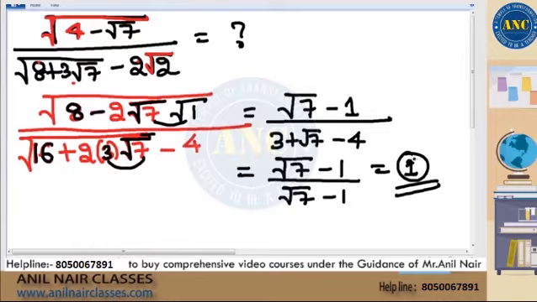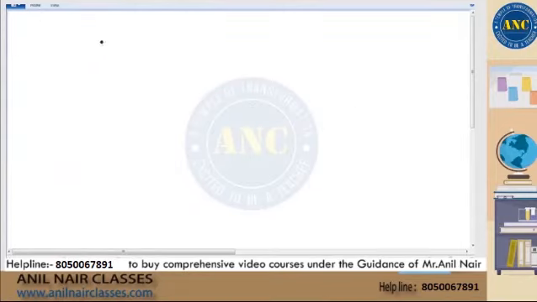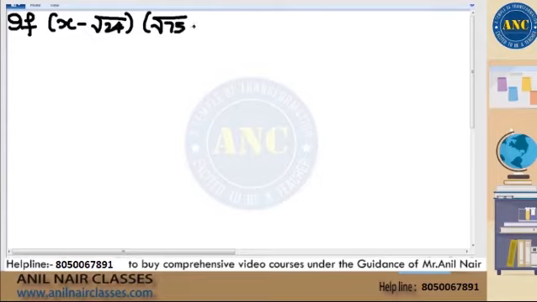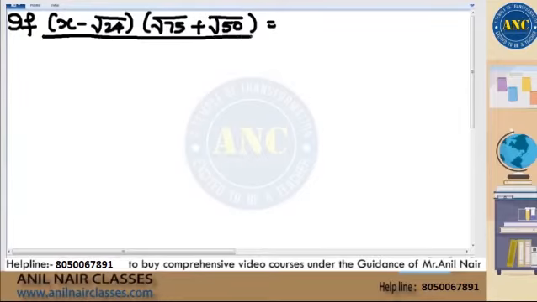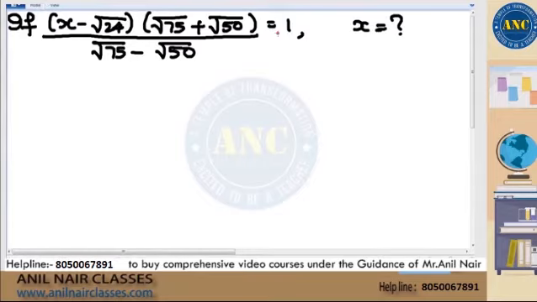Your question is: if (x minus root 24) into (root 75 plus root 50) divided by (root 75 minus root 50) is equal to 1, find the value of x. If the left hand side has to become equal to the right hand side, what should be the x value is the question. See here, very easy.